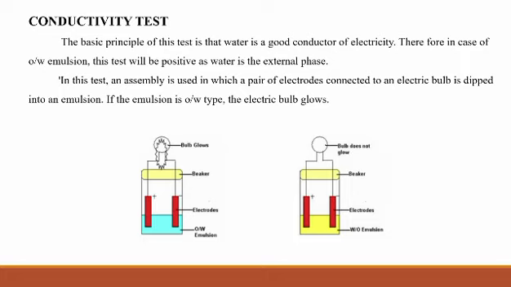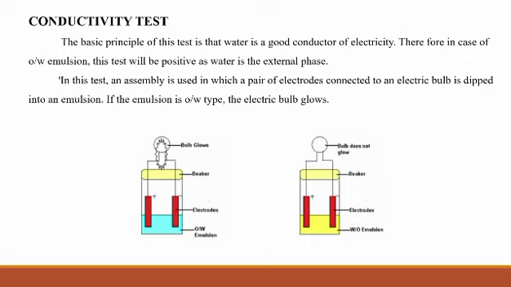We have to take both beakers. One beaker contains water and the other beaker contains oil. The first beaker denotes an oil in water emulsion and the second beaker denotes a water in oil emulsion. The two electrodes are dipped inside the emulsions and connected to the power supply. Once the current passes, in the beaker which contains water as the continuous phase, the bulb will glow, and if the beaker contains oil as the continuous phase, the bulb does not glow.